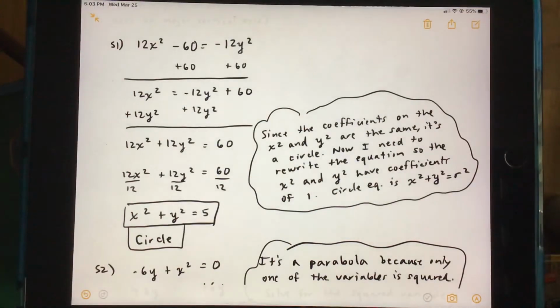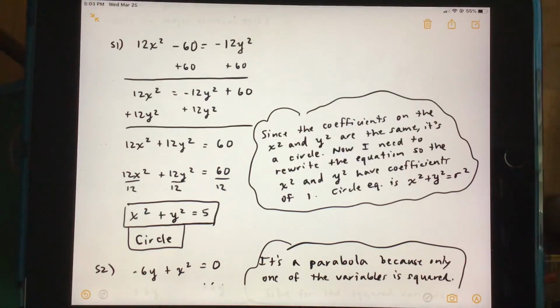Sample 1. We were given 12x squared minus 60 equals negative 12y squared. Well, we see both x squareds and y squareds. So that's going to rule out a parabola. Parabolas only have either an x squared or a y squared, and the other variable would not be squared. So in this case, we're going to say, well, then it's got to either be a circle or an ellipse.